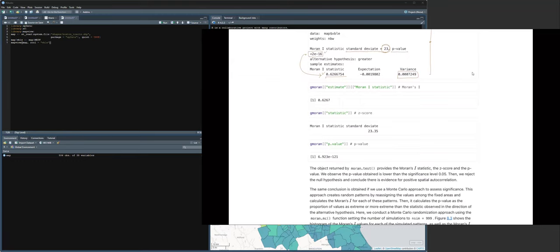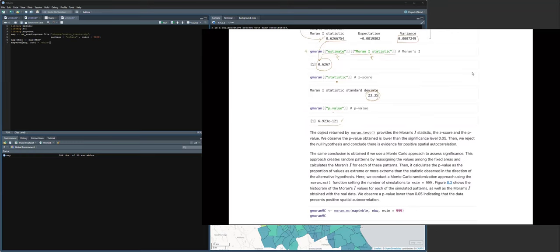You can also extract only some parts of the values from that summary table, with commands like this. The estimate under the Moran's index gives you only that value. For the statistic, like a z-score, you can find the deviation value here. And for the p-value, you can extract the p-value only.